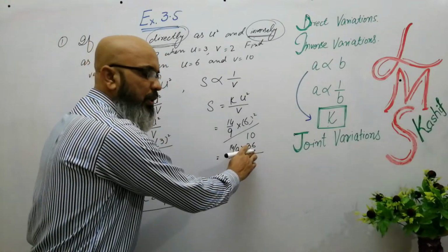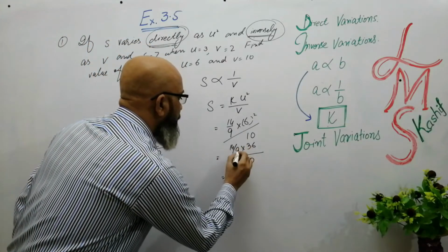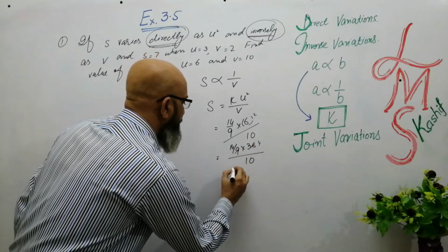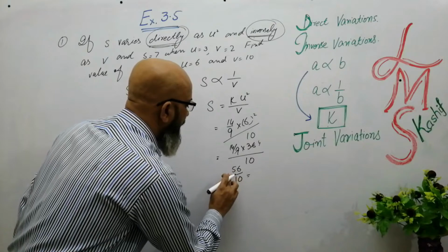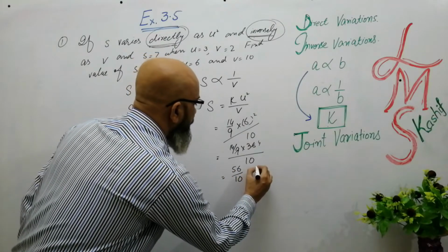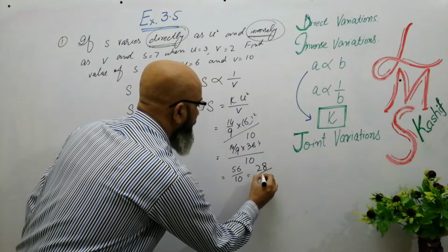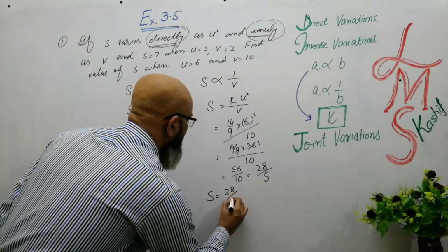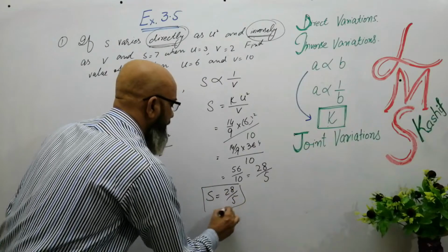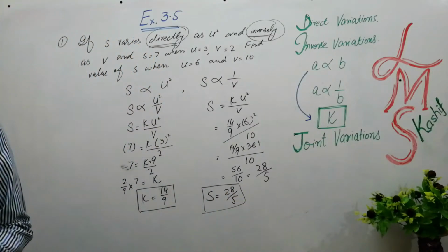9 4s are 36 and 14 4s are 56. 56 over 10, when divided by 2, you will get 28 over 5. So that is your required answer, the value of s is 28 over 5.